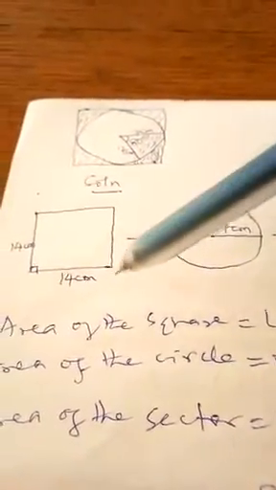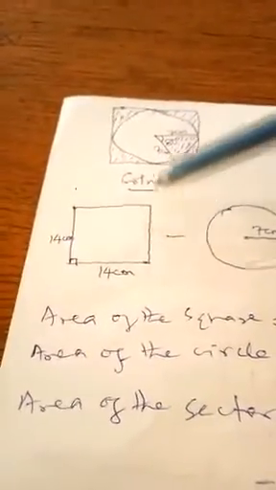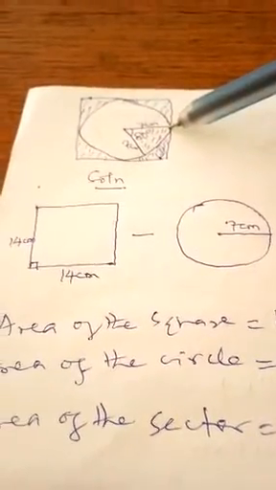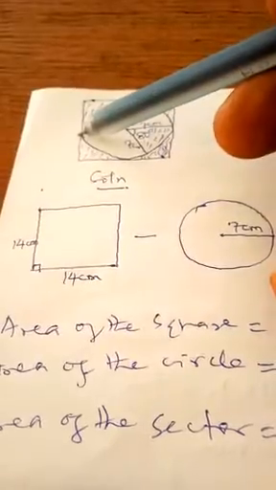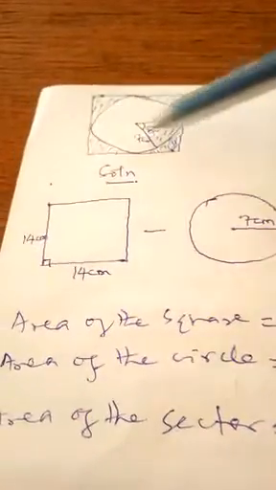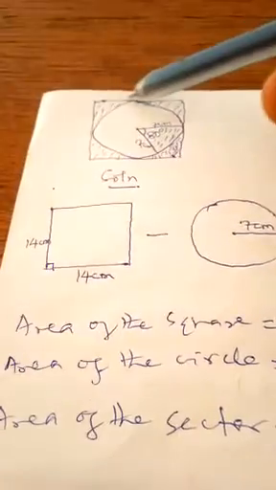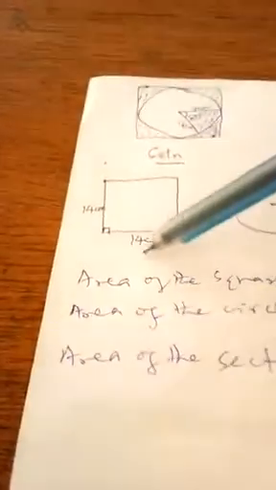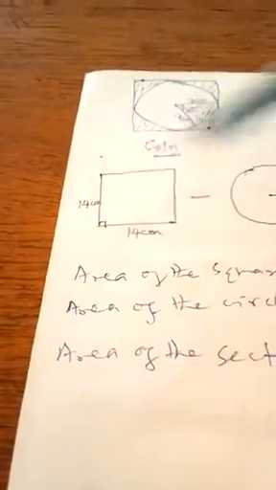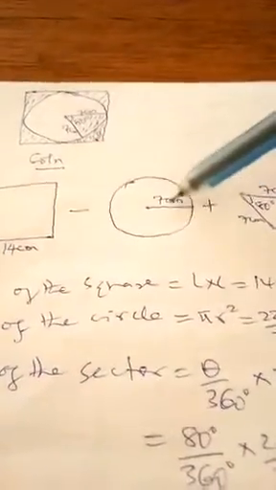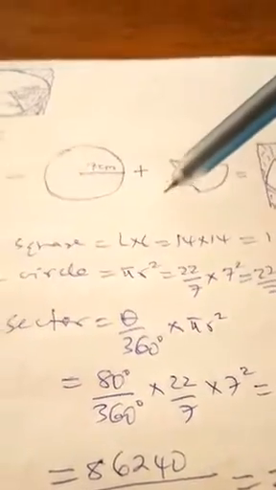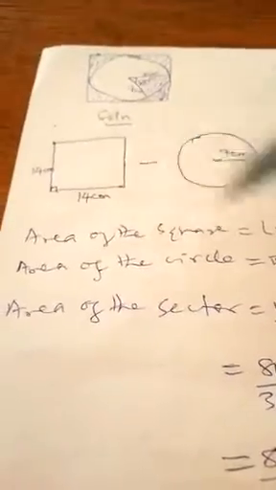Now, to get the size of your square, when you check your diagram, from here to here is 7 cm, which is radius. Here to here is 7 cm, which will also be radius. Therefore, diameter is 14 cm, and that gives a side of your square. So the square is 14 cm by 14 cm. This is your circle with radius 7 cm. This is your sector. The angle is given. So look for the area of your square, length times length, to give you this.